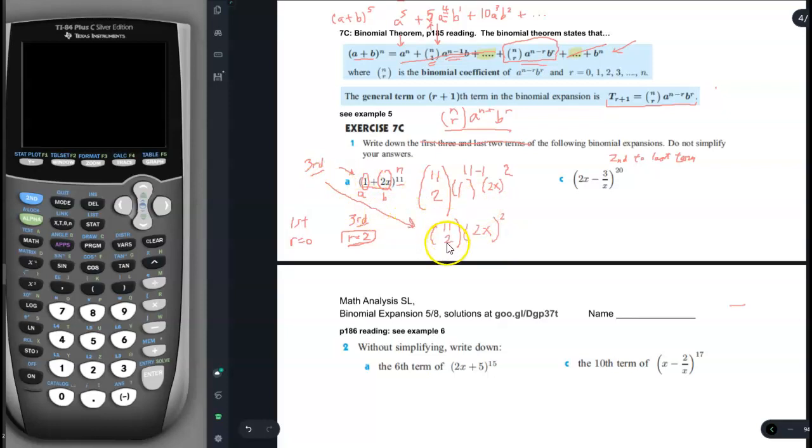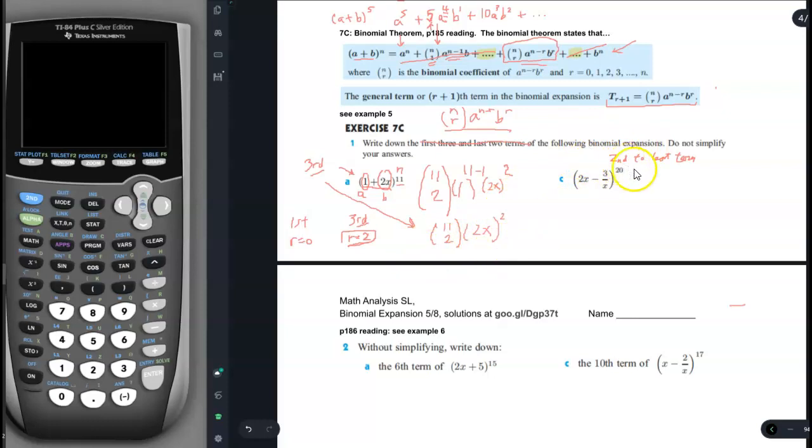The 11 chooses 2, I could do that with the calculator by doing 11c2, 2x squared. I could just simplify that. All right? I could do 4 squared x squared. But it says do not simplify your answer, so I'll just leave that.